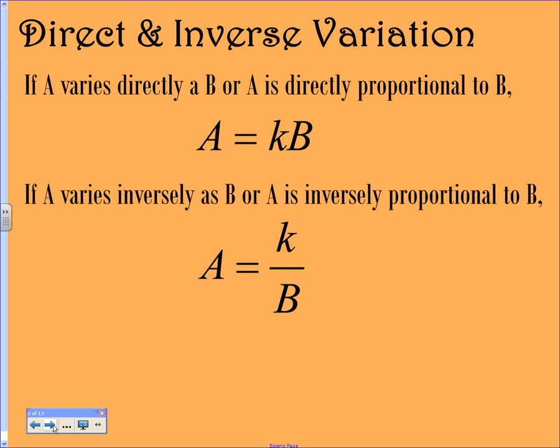If it's inverse, varies inversely, or it's inversely proportional, A equals K divided by B. You can make it a capital if you want. So if it's direct, you multiply, and if it is inverse, then you're going to divide.